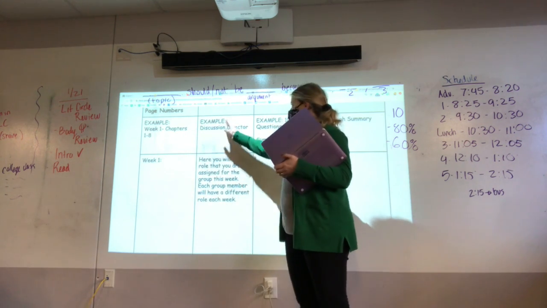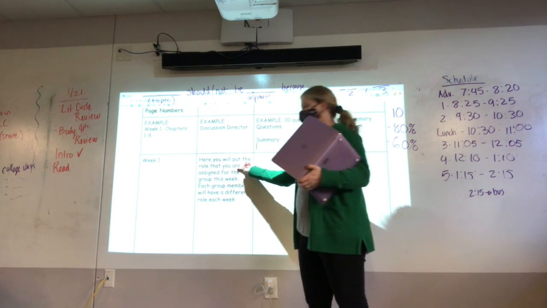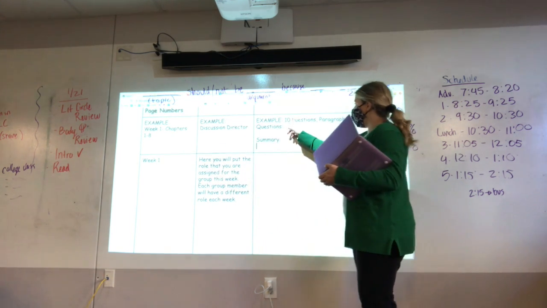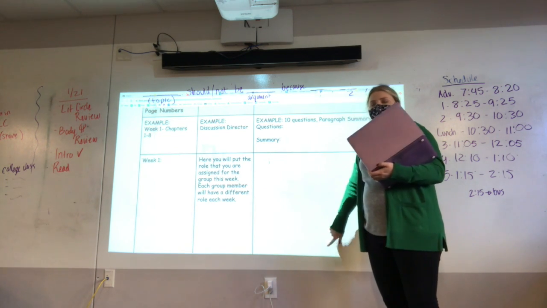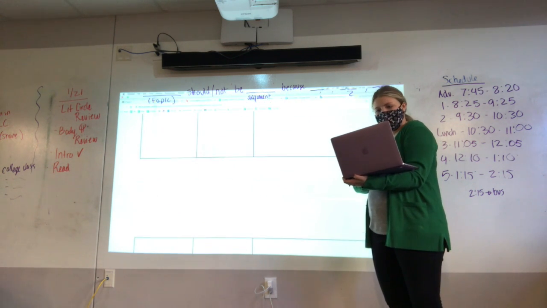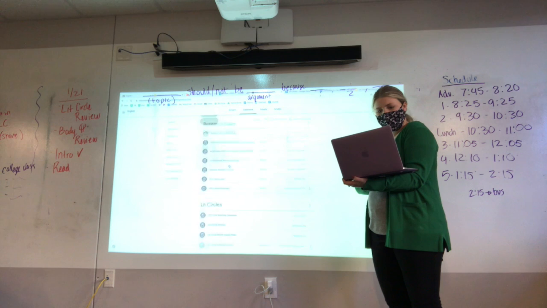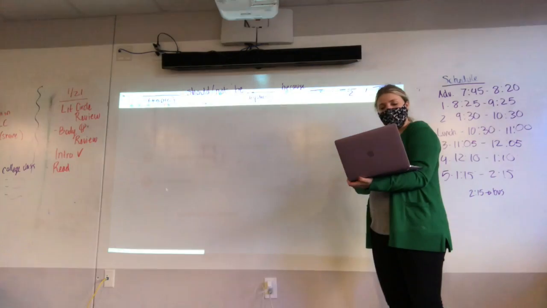In this box you put what role you are. So Merrick is tomorrow's discussion director, so he's going to put discussion director. And then he's going to fill in his 10 questions and summary. Is that kind of, you with me? Okay. Awesome sauce. All of this, including the groups with the numbers, can be found under Lit Circle groups.